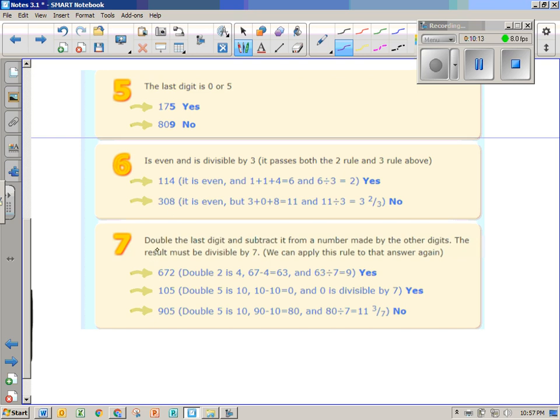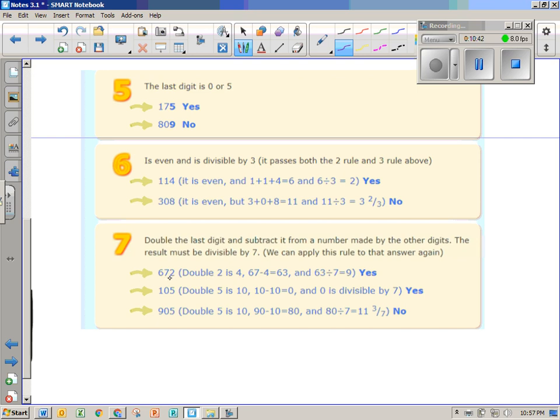Now the rule for 7, I generally don't use it very much, but I do think it's interesting, and I probably should learn it, so I'm actually committing this one to memory, and it's really sort of fun to do. You double the last digit and subtract it from the number made by the other digits, and that result has to be divisible by 7. And then again, you can apply that rule again if you need to.